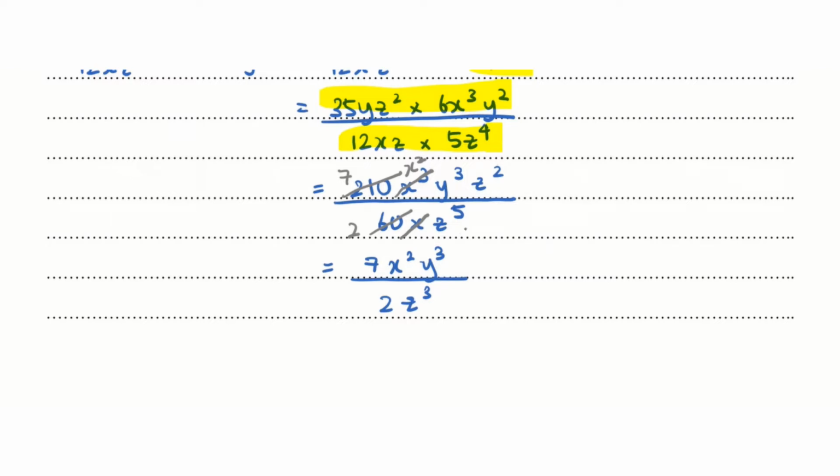Lastly, for z squared and z to the power of 5, we can cancel away the z squared, hence we are left with z cubed in the denominator. Therefore, our answer will be 7x squared y cubed over 2z cubed. I hope you are able to get this answer as well.